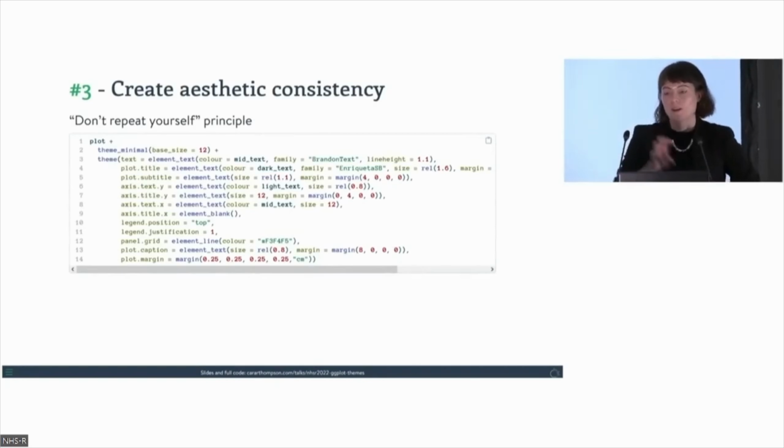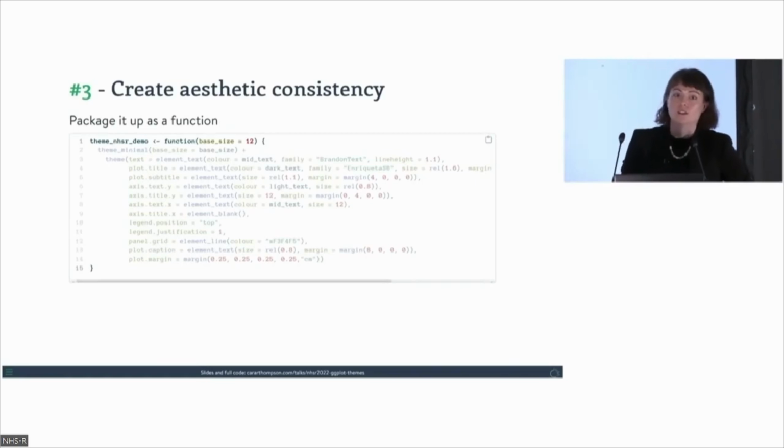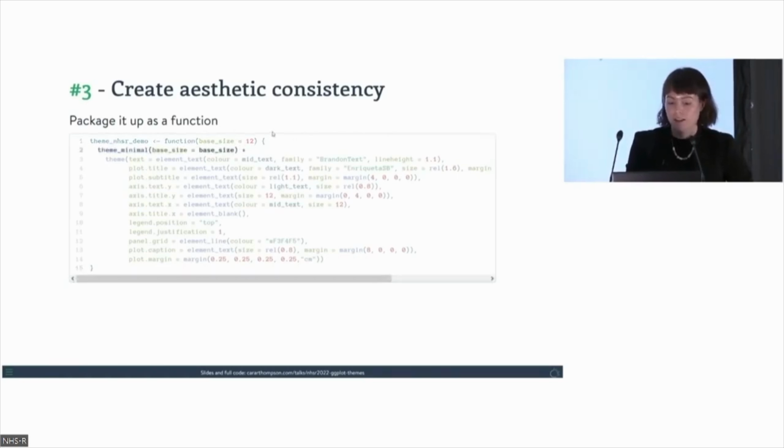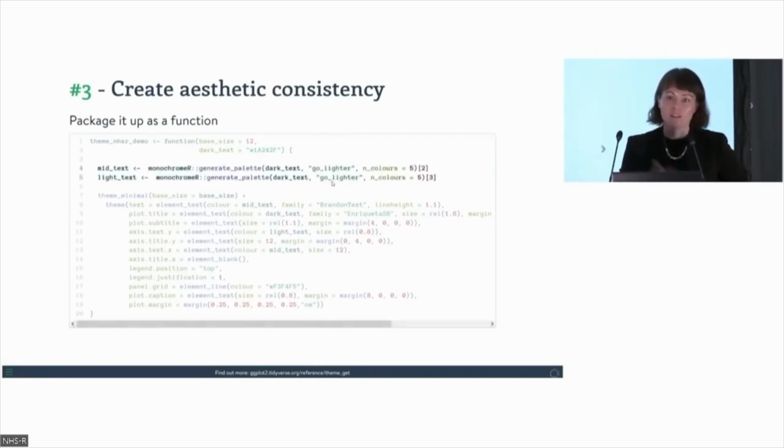Instead of just copy pasting this after every plot, we're going to turn this into a function. So all you do is you wrap it in your curly brackets, make it into a function. You can give it a base size to start with, which means that you can then alter that every time you use it, and then you call it inside the function. We also need to give it a dark text color to start from. I realized that when I was putting these slides together, wondering why it wasn't bringing in the text color. So make sure you put your text color there, and then you can create your mid text and your light text within the function.